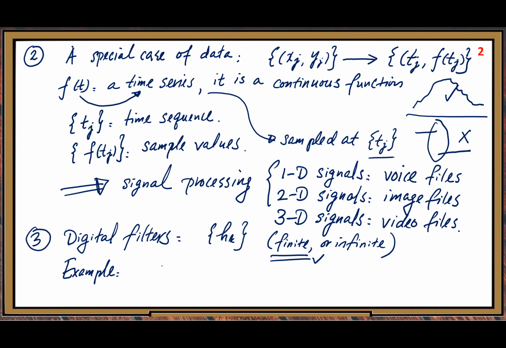Okay. Here, let's assume our filter is these three numbers: 1/4, 1/2, 1/4. These three numbers. All right. Then, how to apply filters? How to apply a filter on a digital signal? Yeah. Here's the question.